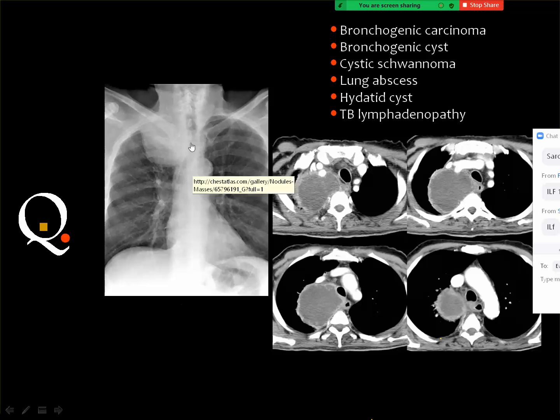This patient had this mass in the upper part of the right hemithorax, and this is the CT scan of the same case. Then here are some of the possibilities: bronchogenic carcinoma, bronchogenic cyst, cystic schwannoma, lung abscess, hydatid cyst, TB lymphadenopathy.